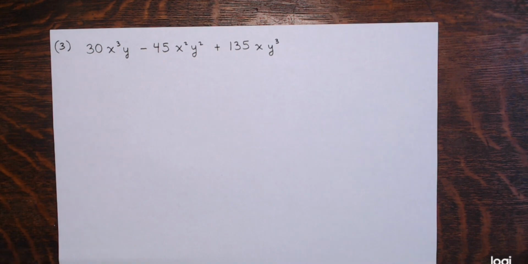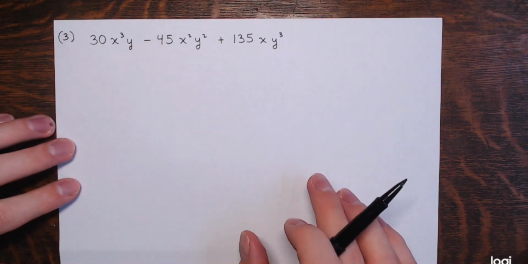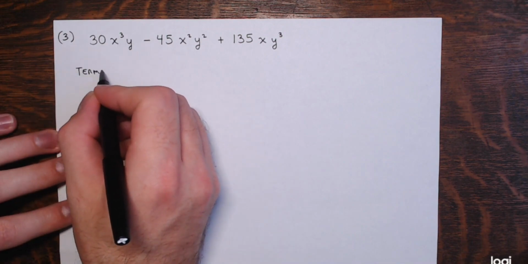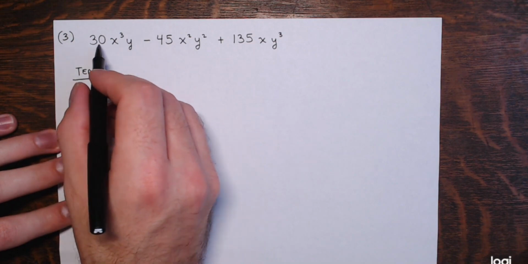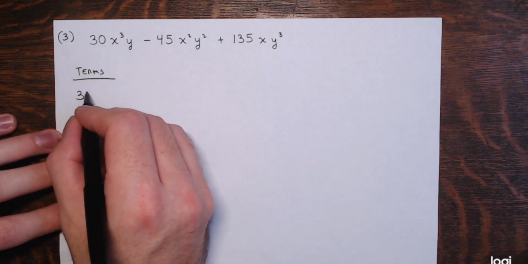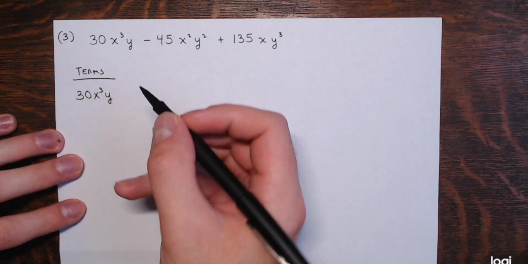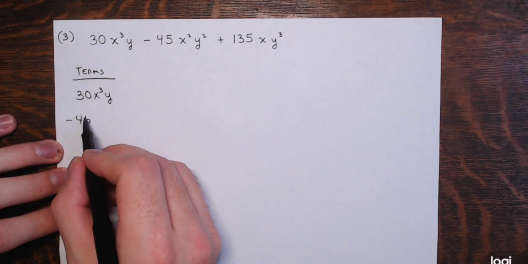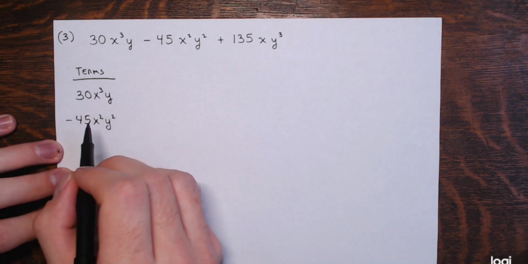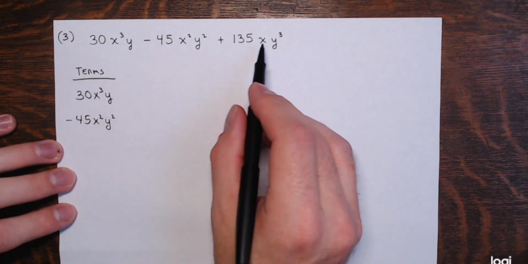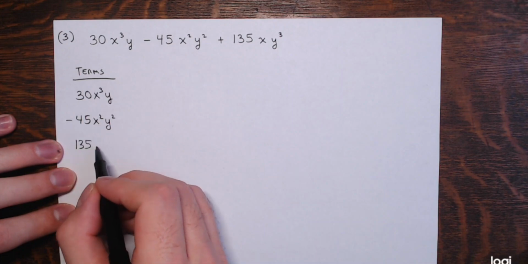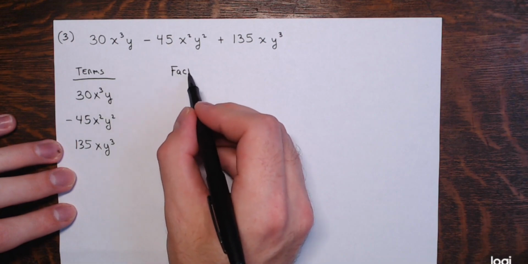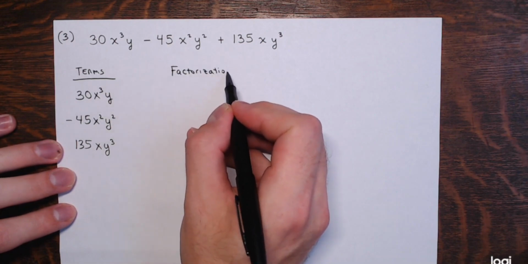This time I'll show you a bit of a shortcut for the greatest common factor. So we have 30x cubed y, that's one term. Again, I'm going to list the terms. This is a product, 30 times x cubed times y. That's a term, 30x cubed y. The next term is, plus, minus, negative 45x squared y squared, another product, and then another term, 135xy cubed. Then over here there are factorizations, when you factor the terms completely.